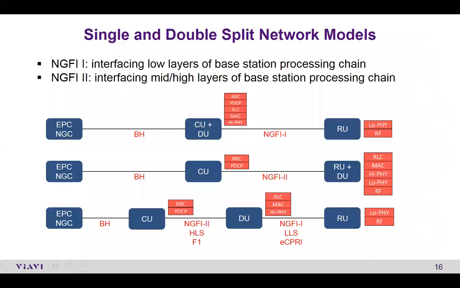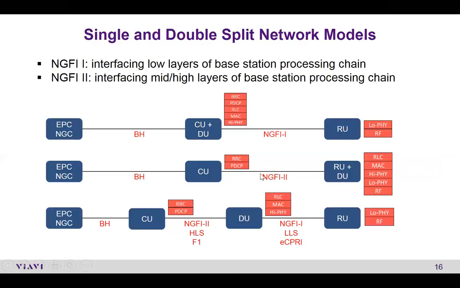Basically, in this implementation, we put the low-fi in the radio, and then the other protocol stacks go in the distributed unit, which could be co-located with the central unit. And then from here is the backhaul that goes to the next-gen core or to the LTE EPC, the evolved packet core. So that's the backhaul. We're not focusing on that today. So this could be an architecture that you can use for NGFI 1, right?